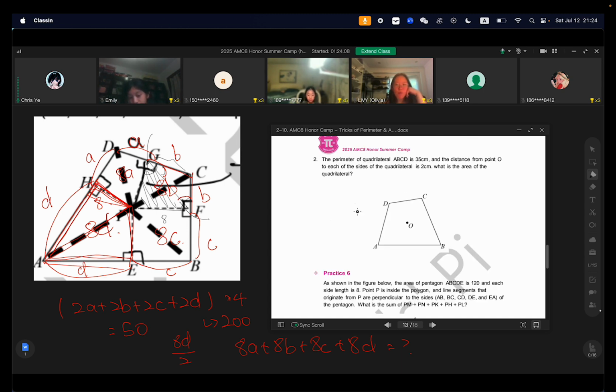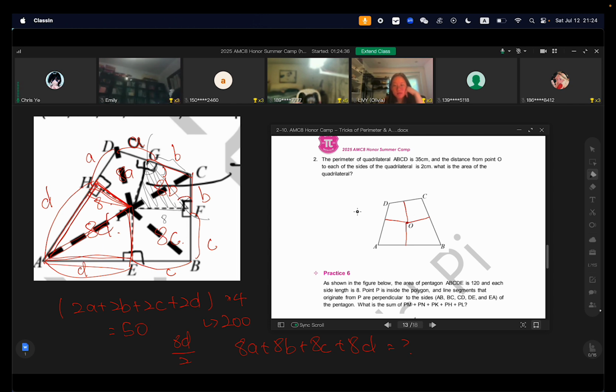It asks us that the perimeter of quadrilateral ABCD is 35 centimeters, and the distance from point O to each of the sides of the quadrilateral is 2 centimeters. So it's just going to look like this, 2 centimeters. Sorry, we'll be assuming that it is perpendicular. What is the area of the quadrilateral?